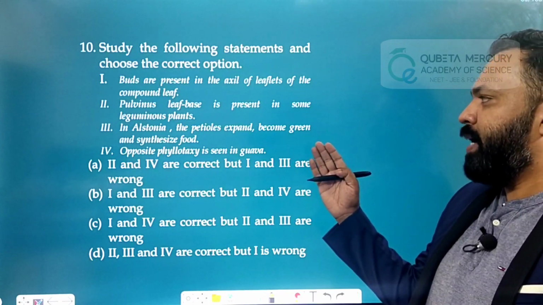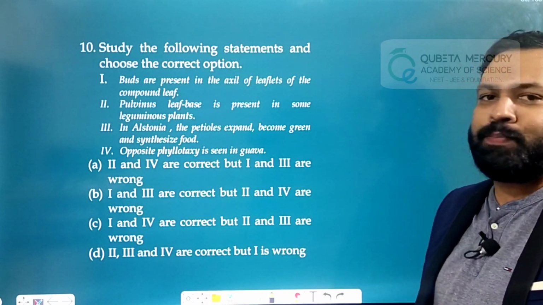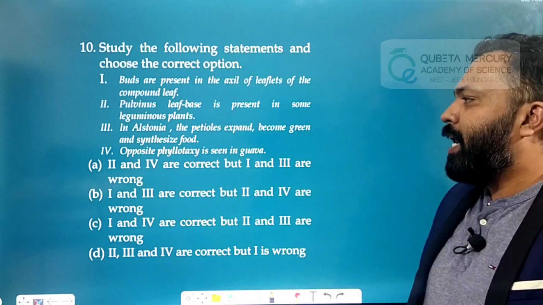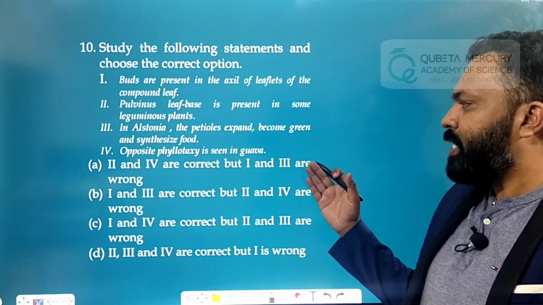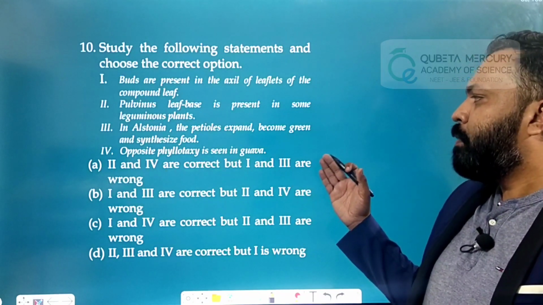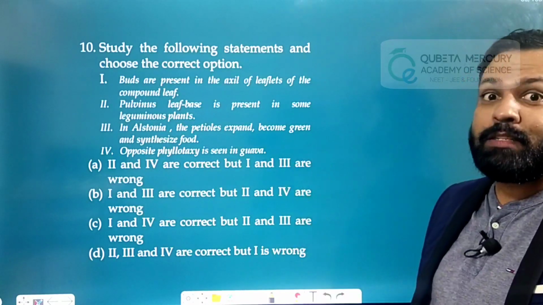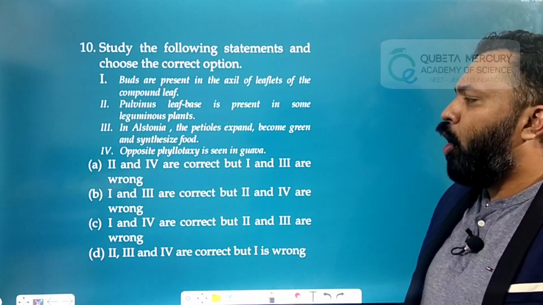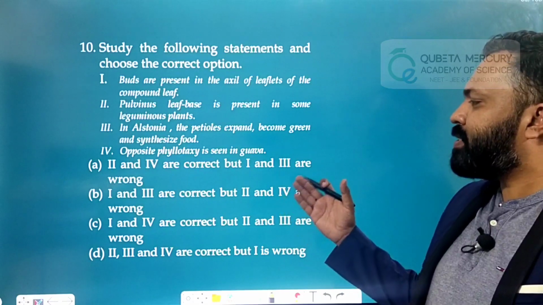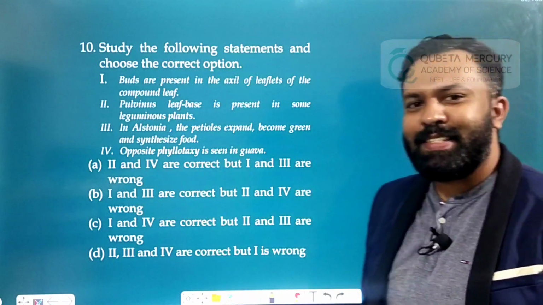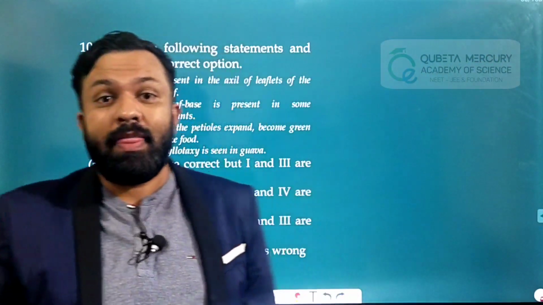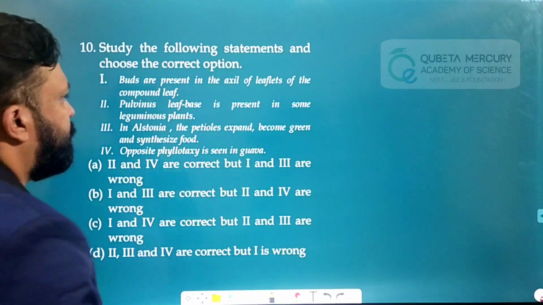Pulvinous leaf base is present in some leguminous plants. In Elstonia, the petioles expand, become green and synthesize food. An opposite phyllotaxy is seen in Goa. Here are the statements once again.